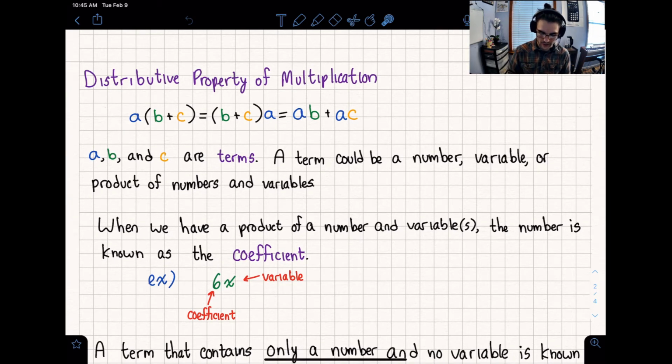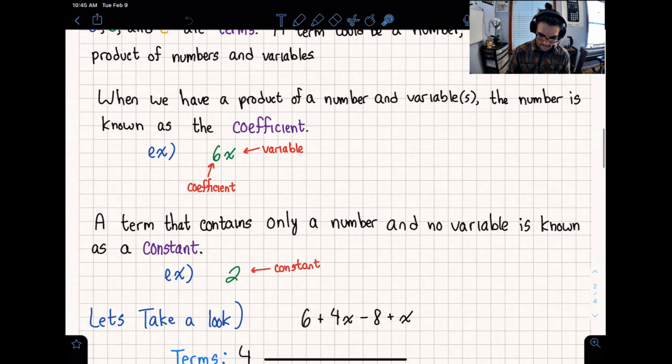And when we look at terms, this is an example including a product of a number and a variable. 6 is our number, x is our variable. When we see the product of a number and a variable, in this case, the number, we call it a coefficient. And the variable, naturally, we know what a variable is by now. But again, a number multiplying a variable, that number has a special name, and we call that number the coefficient. A term that contains only a number and no variables is known as a constant.